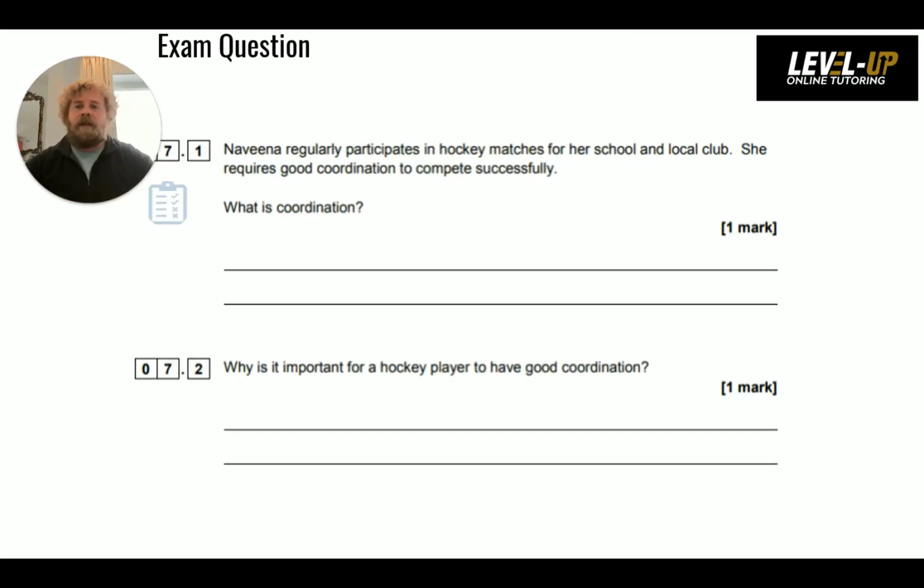Another exam question. Navina regularly participates in hockey matches for her school and local club. She requires good coordination to compete successfully. What is coordination for 1 mark? And why is it important for a hockey player to have coordination for another mark?